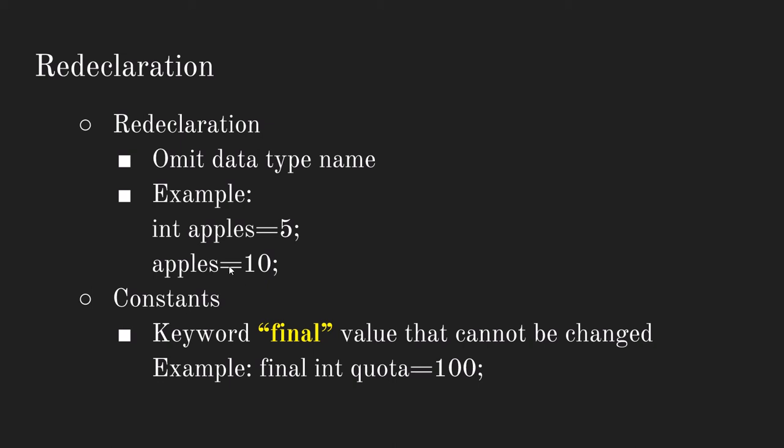I got 10 apples. There is an exception to this, however, and these are constant values. They can be, let's say, a constant int. The keyword that you want to use is the word final. That will signal to the compiler that this is constant, so the value cannot be changed. An example of this could be final int quota equals 100. That means that the value of this int called quota will always remain a value of 100.